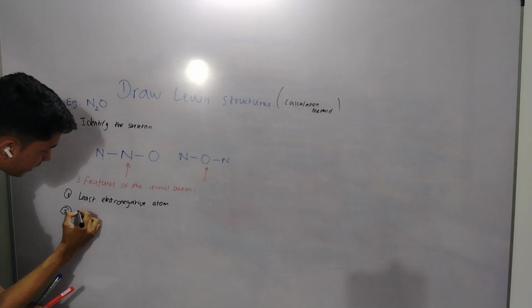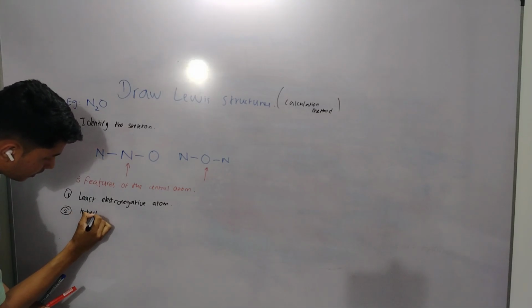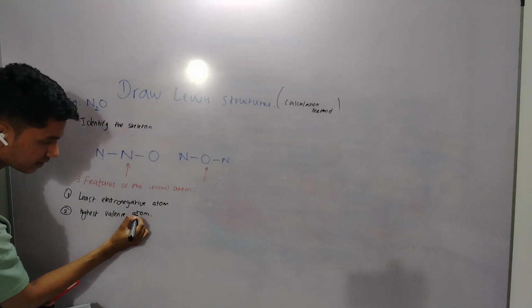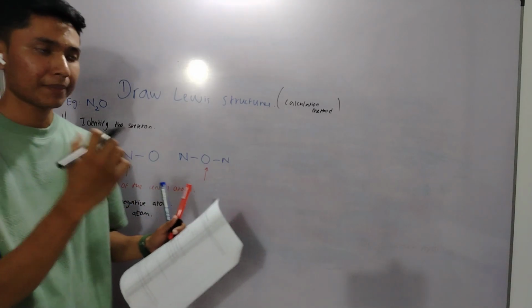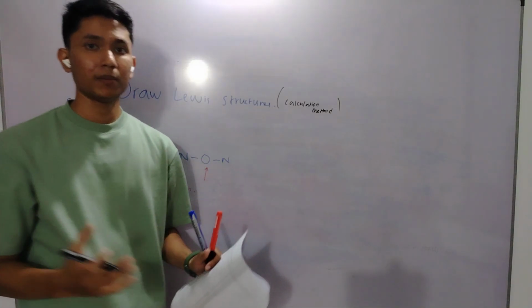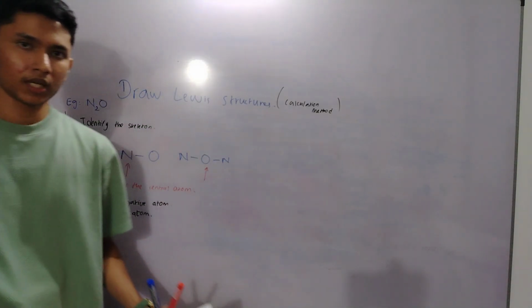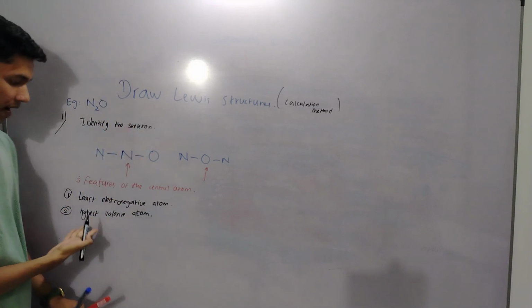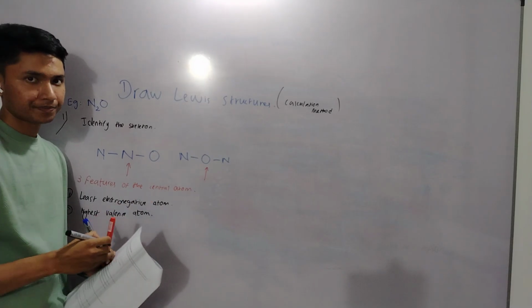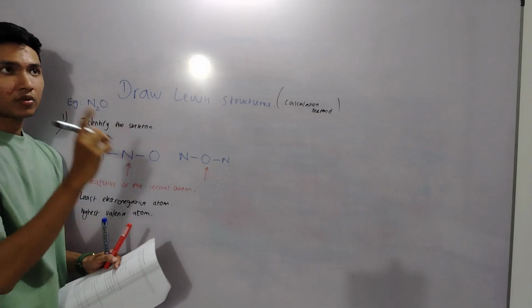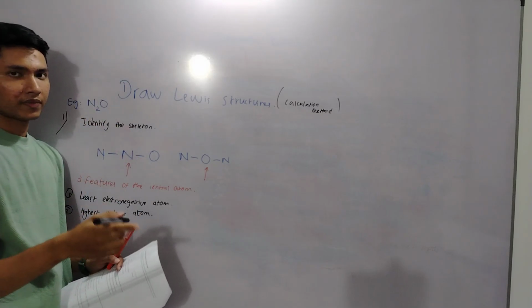Second one, it will have the highest valency. That means out of all the atoms, it will have the capability to form multiple bonds, to form the highest number of bonds. That is what is meant by this statement. The highest valence atom is the atom among these atoms that has the ability to form the highest number of bonds.